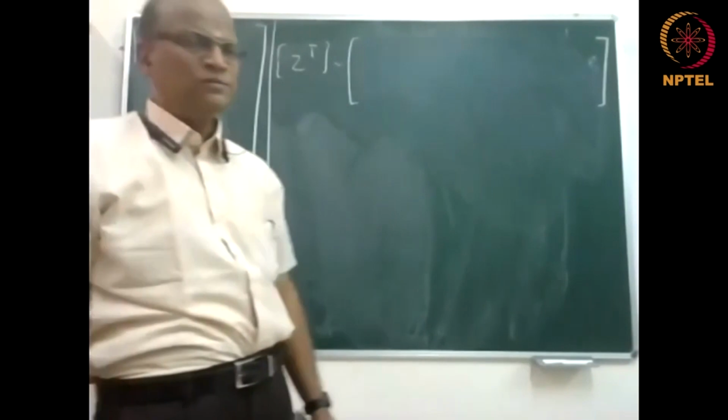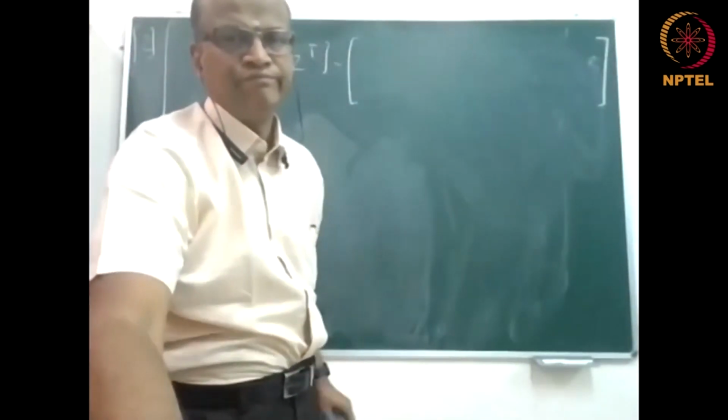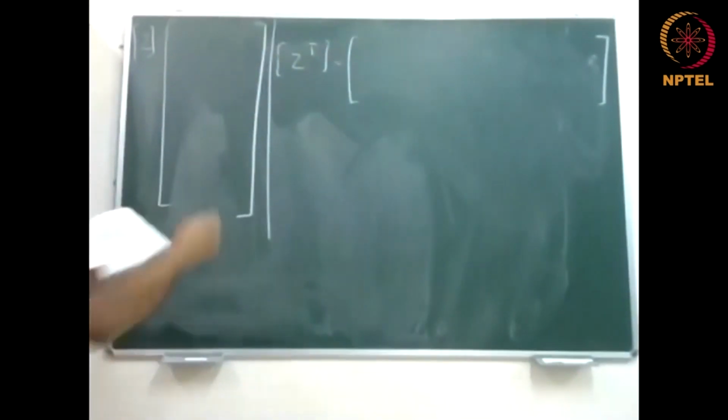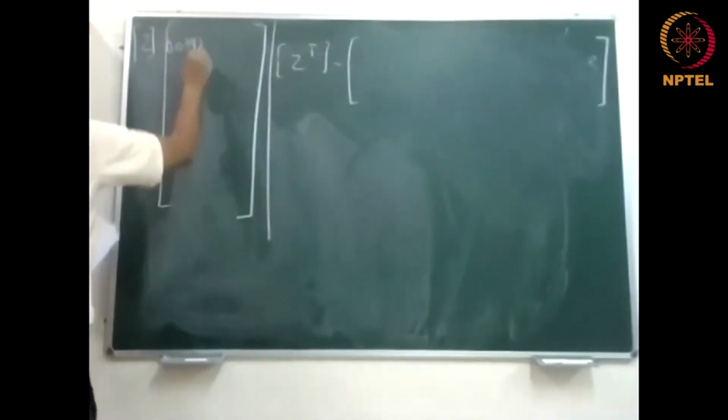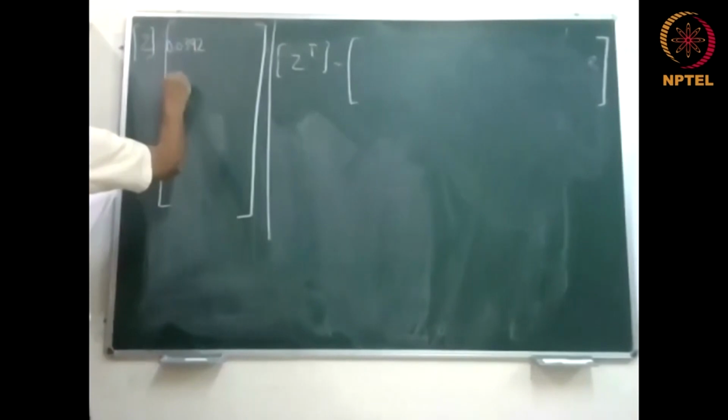What is the first value? 0.039. 0.0392. Very good. I'll write the values. Please tell me whether it's all right.